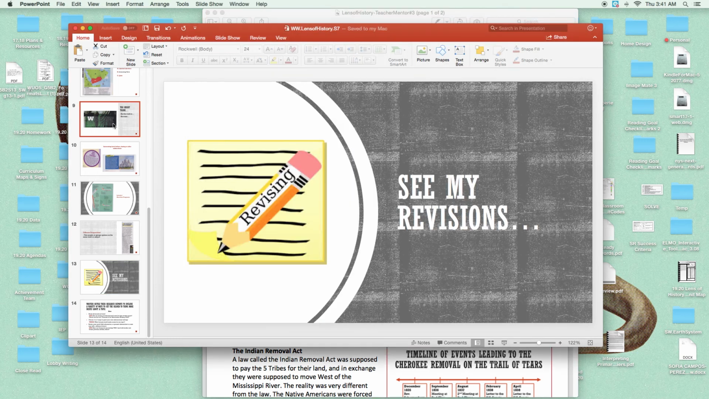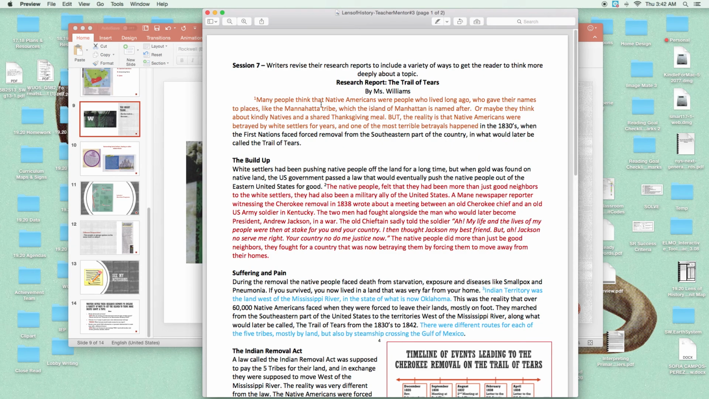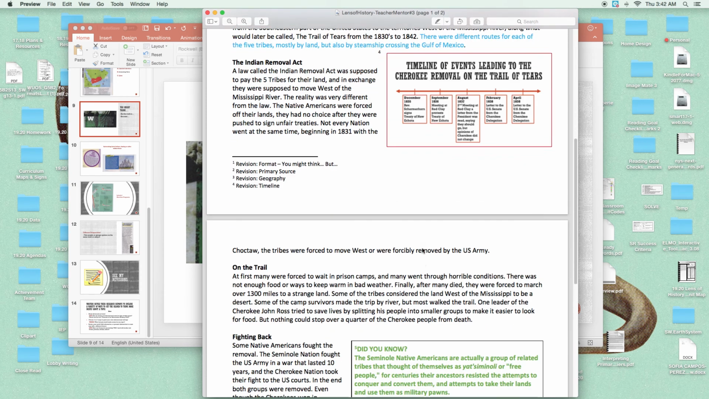If you kind of went back to this one, you might think, but the truth is, because you are correct, this is the format that I use for my introduction. I kind of saw this and I was like, I'm going to steal that format. I want to talk about how people maybe stereotypically think about Native Americans, but maybe are not aware of this incident, the Trail of Tears. Okay. I also made another revision over here.